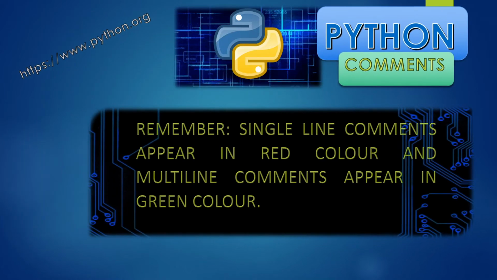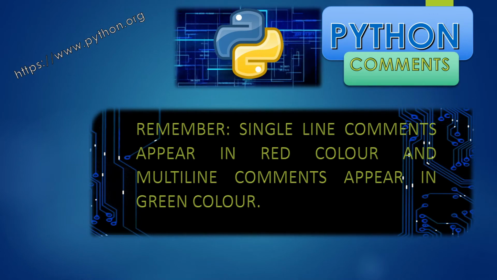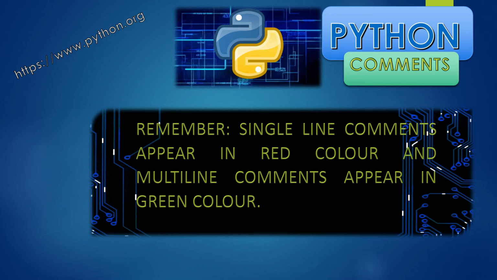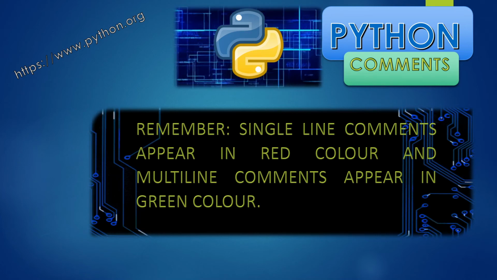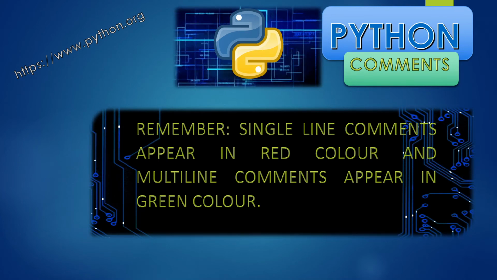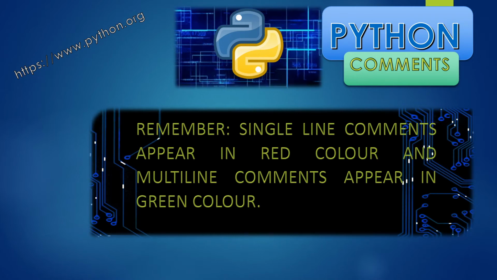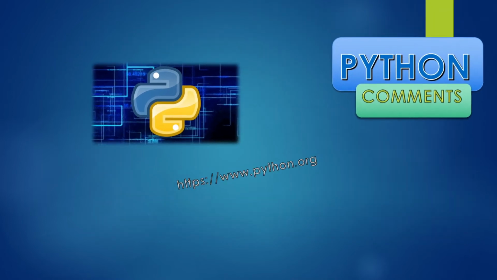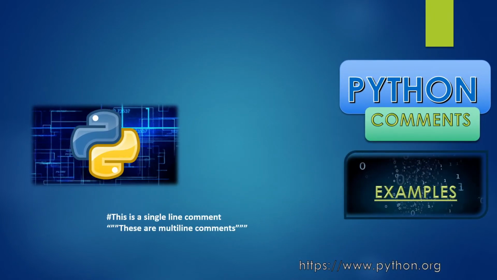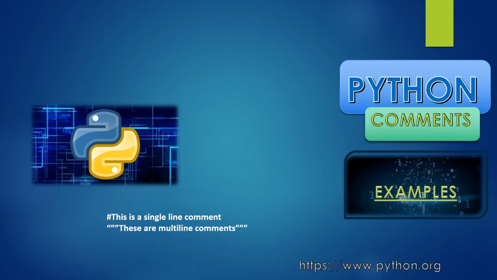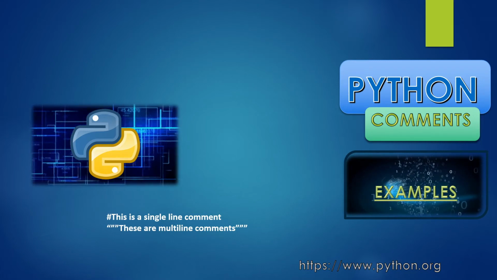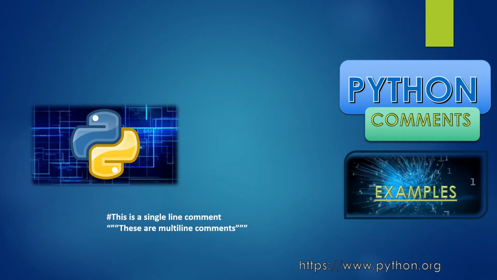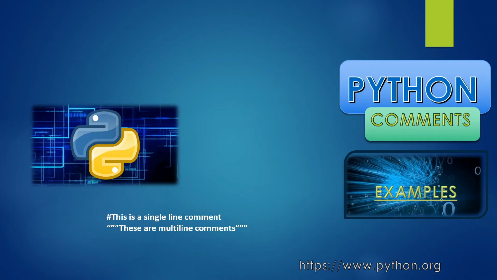So examples are also there, but before that, remember that single line comments appear in red color and multi-line comments appear in green color. I will show you with the help of a program as well, how exactly they are shown in red and green color. An example you can see on the screen: hash, this is a single line comment, so we have not closed it, and these are multi-line comments. It is enclosed between triple double quotes. So this is the example of multi-line comments.